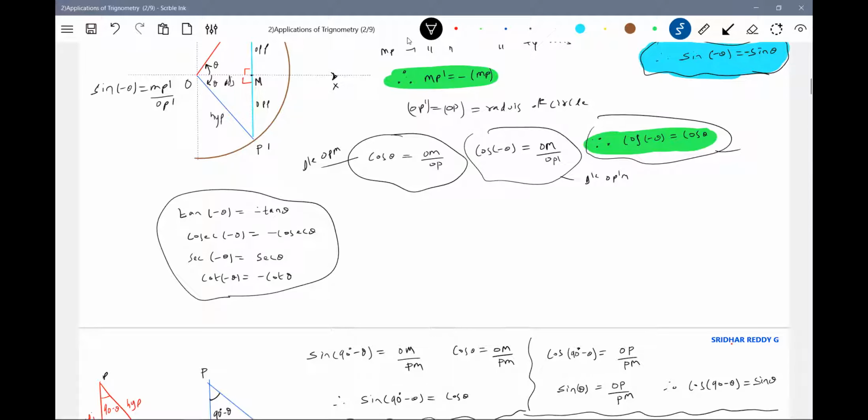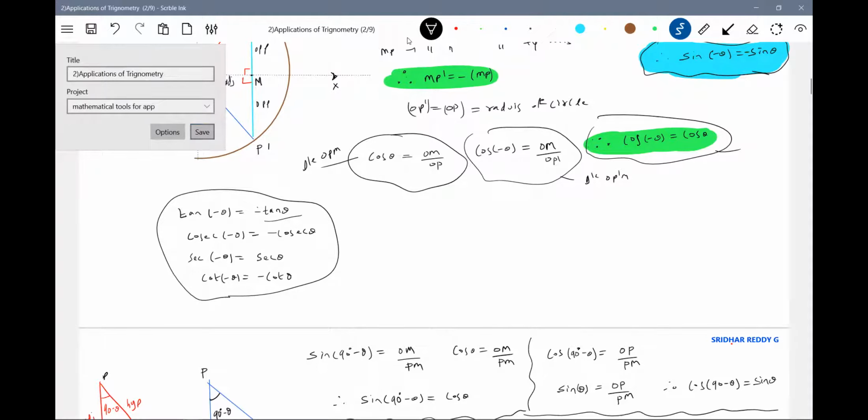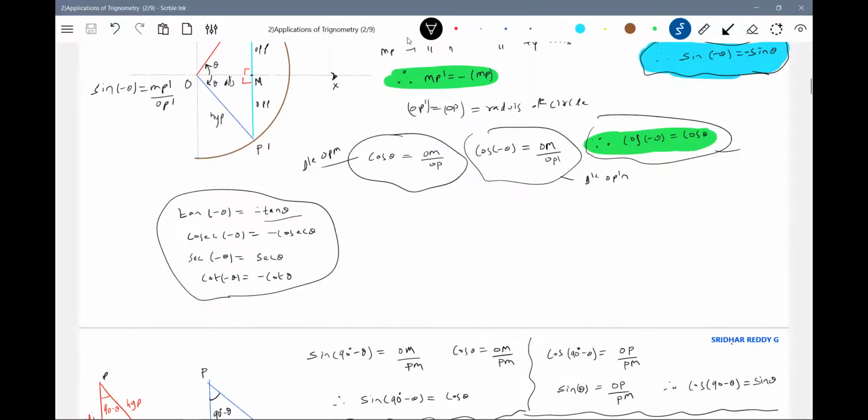There are other things also, you can prove it. Okay, let me summarize: sine theta, cos theta. What is tan theta? Sine theta by cos theta. So from there we'll get the tan theta. So I'll go for the next thing.